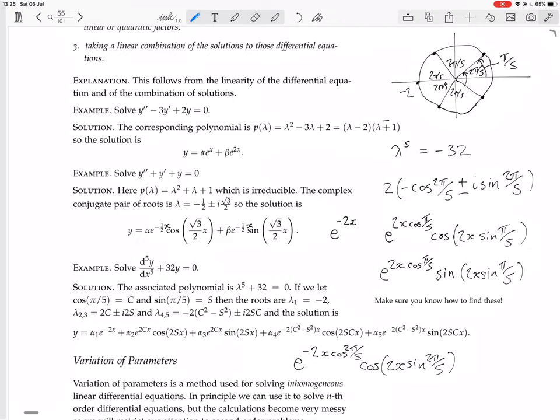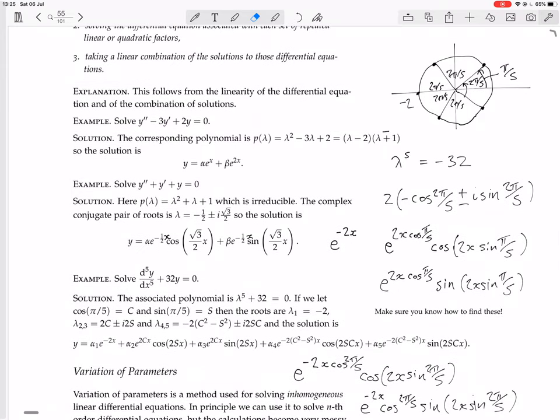And the final solution, the fifth linear dependence thing, you'll have the same real part, of course. And then now you have sine of, and then the same argument to it. So that's it. You take the linear combination of those five solutions, and that gives you the solution.